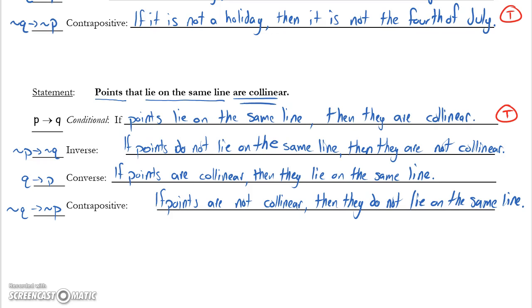Okay, so let's check. Inverse should say that if the points do not lie on the same line, then they are not collinear. I've negated both my hypothesis and conclusion. Converse we already talked about. I switch them. If the points are collinear, then they lie on the same line. In the contrapositive, I negate the converse. If the points are not collinear, then they do not lie on the same line. Why don't you go ahead and see if you can come up with truth values for all three of those. So again, press pause and then decide, is the inverse true or false? If it's false, remember you need a counterexample. Press pause and then we'll talk about it when you're done.